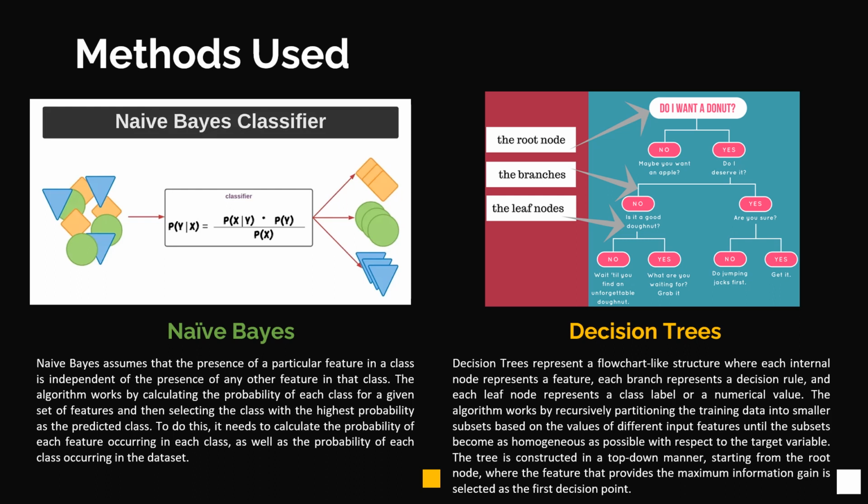Next, we have decision trees. Well, in simple terms, decision trees are basically if-else statements. The algorithm works by recursively partitioning the data into smaller subsets based on different kinds of input features that we provide it with, and it keeps on iterating itself until the final node becomes as homogeneous as possible with respect to the target variable.